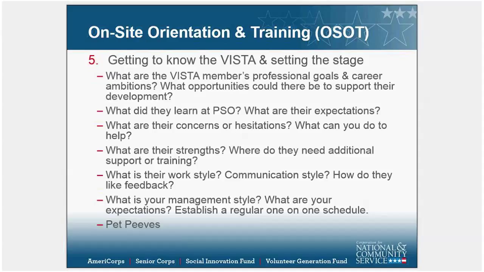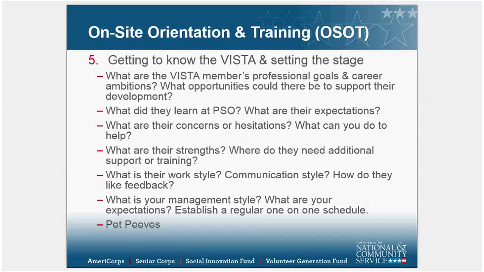And finally, I think this last section is really important, and sometimes we breeze through it, but it's important to get to know the VISTA and to really set the stage for the project. So it's important to take some time to get to know what their ambitions and goals for the year are and how you can support that. I think that really shows a VISTA member up front that you value what they're bringing to the project, but also value the opportunities that they have to grow. And that's going to help build a positive dynamic in the service year.